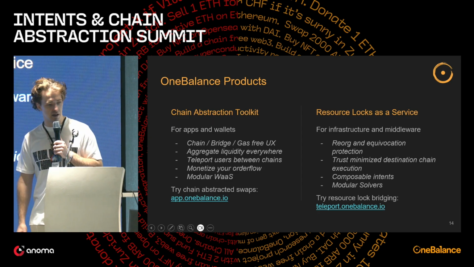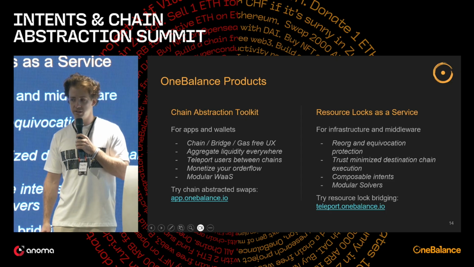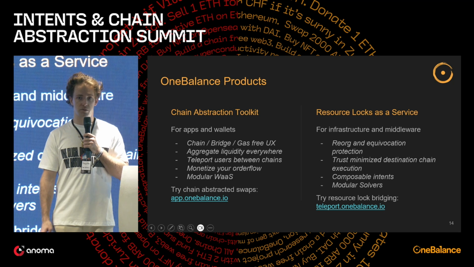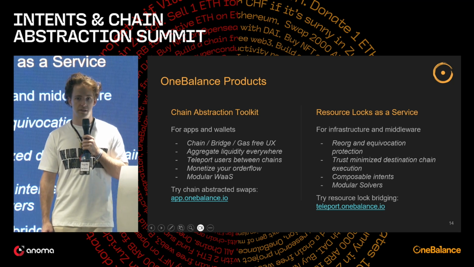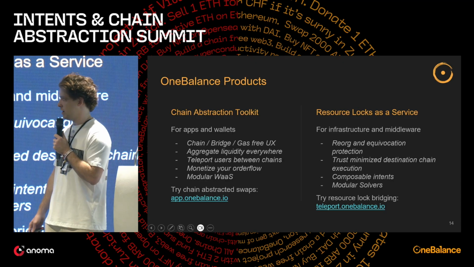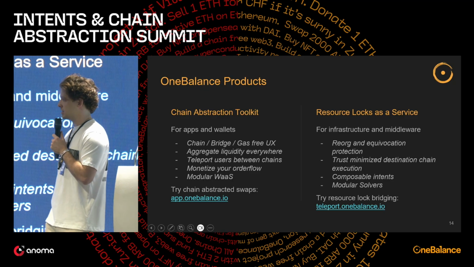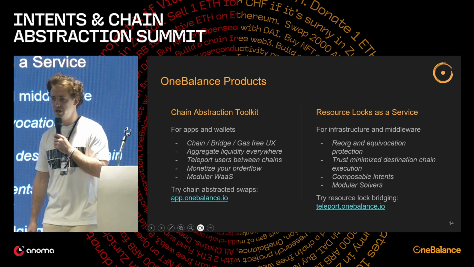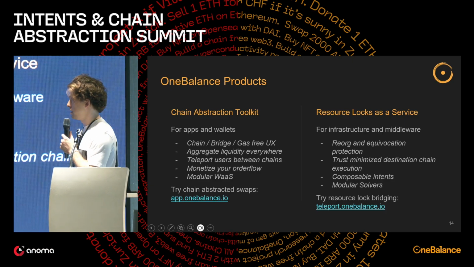My next one was maybe the first thing that's really OneBalance related, which is what are our actual products. We're building two things. One is a chain abstraction toolkit, and this is really oriented towards apps and wallets. And this is everything that you need to create a chain-free, bridge-free, and gas-free user experience. And then we have an example demo app that you can use that does cross-chain swaps in a chain abstracted way.